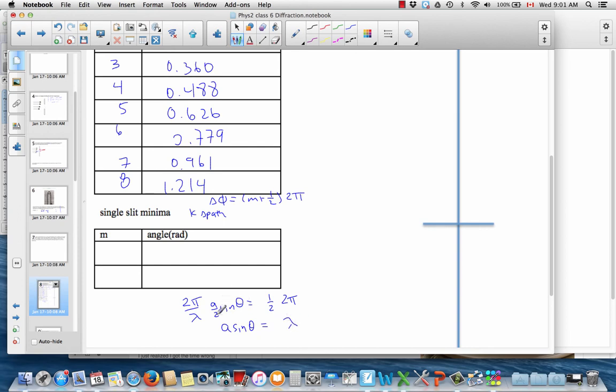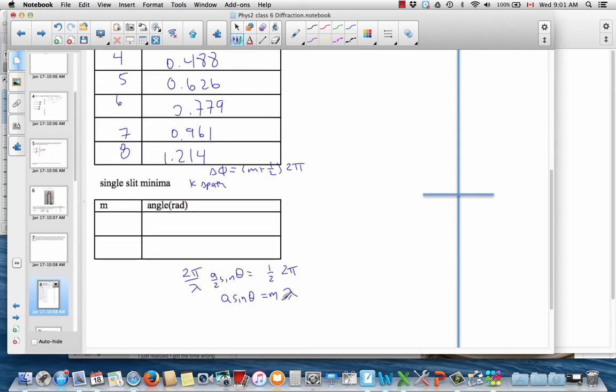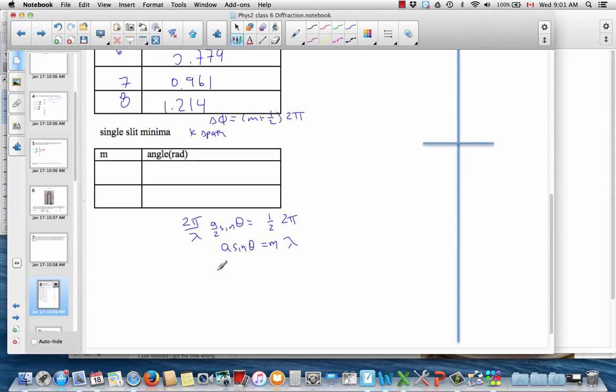Then we went back to do the derivation, and we divided the slit up into 4, and so on and so on. We divided up into 6, and then we arrive at m lambda for the minima, destructive interference in the single slit. Okay, so if you want to find those angles, sine theta is m lambda over a.